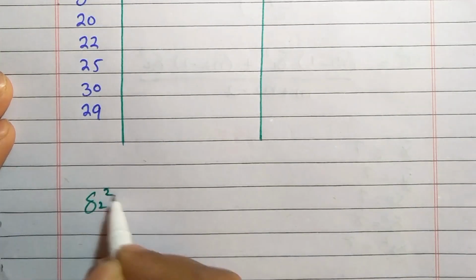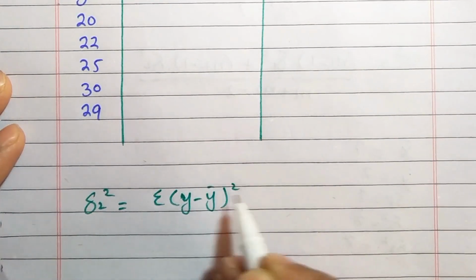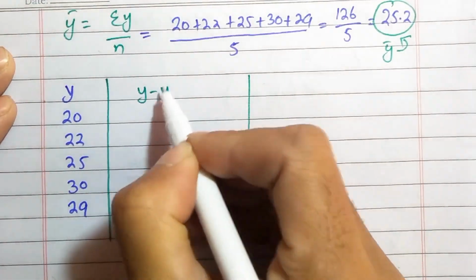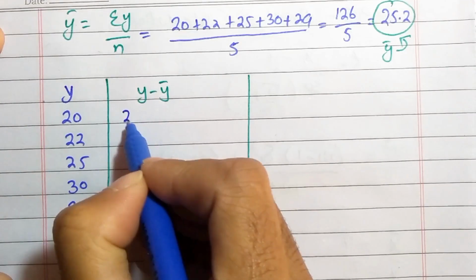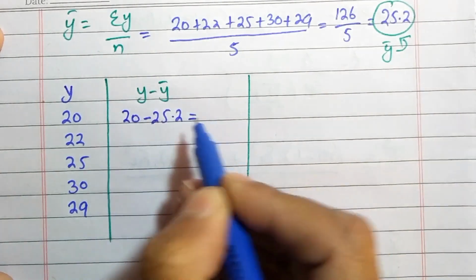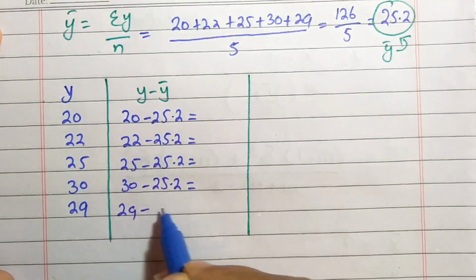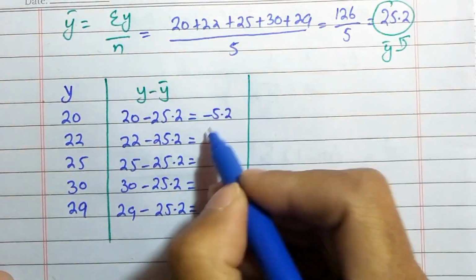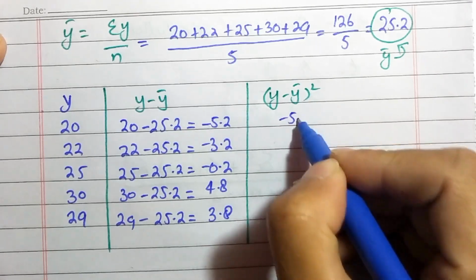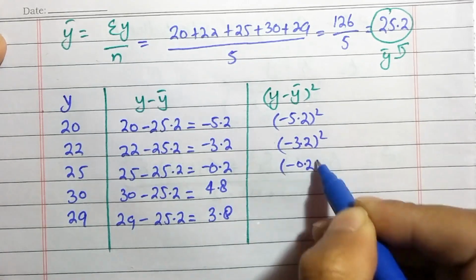We are going to calculate the value of sigma 2 square. Sum of Y minus Y bar whole square divided by n minus 1. First, we will calculate value of Y minus Y bar, 20 minus 25.2, and so on. Now we are going to take square of these values, minus 5.2 square, and so on.